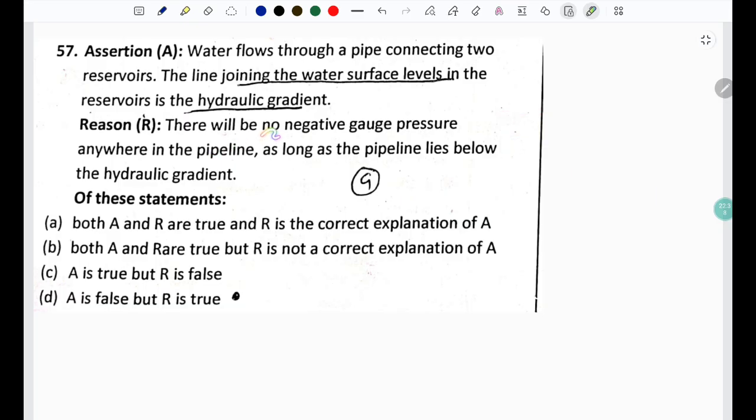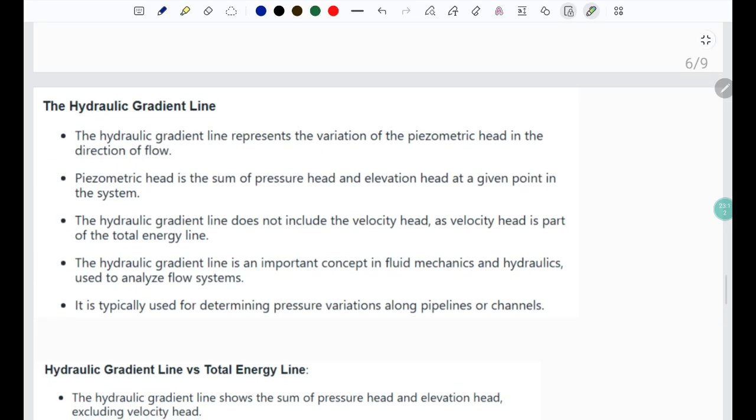Now, the reason is that there will be no negative gauge pressure anywhere in the pipeline as long as the pipeline lies below. This one point I was sure about: below the hydraulic gradient line, the HGL, your pressure will always be positive, and it's only above it that the pressure gets negative. So I was sure about the reason, so this part is correct. Hence I went with A is false but R is true. But since this is correct and this is also correct, but these two are not related, the correct answer would have been B. Now let's look into the concept.